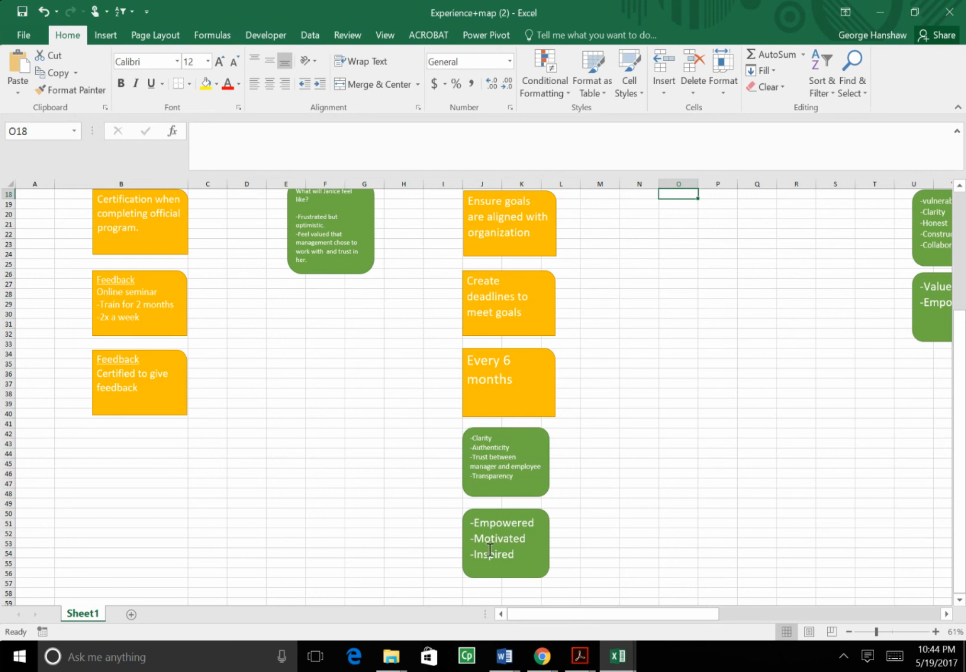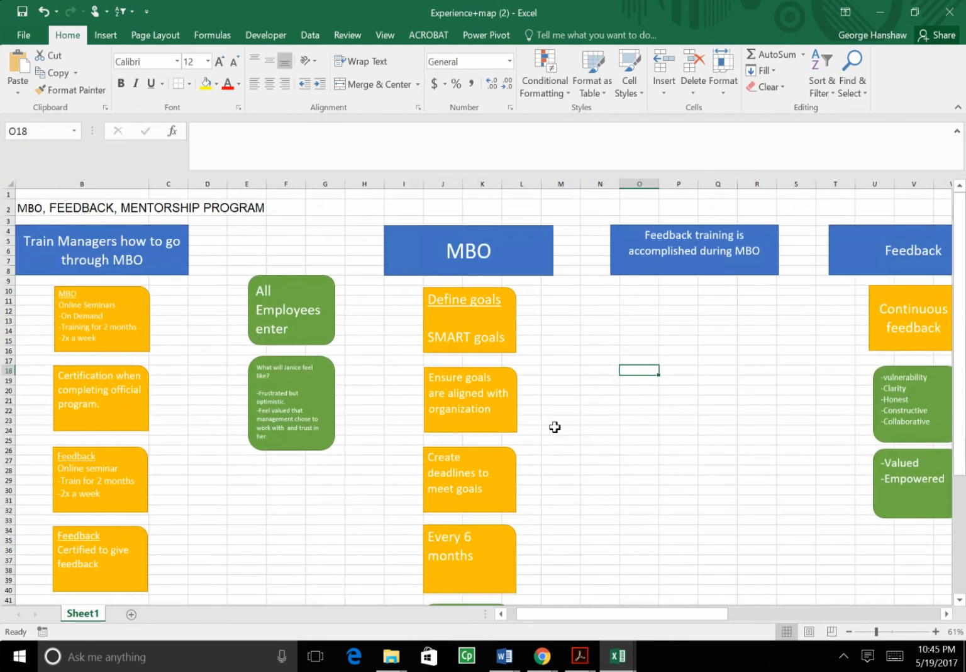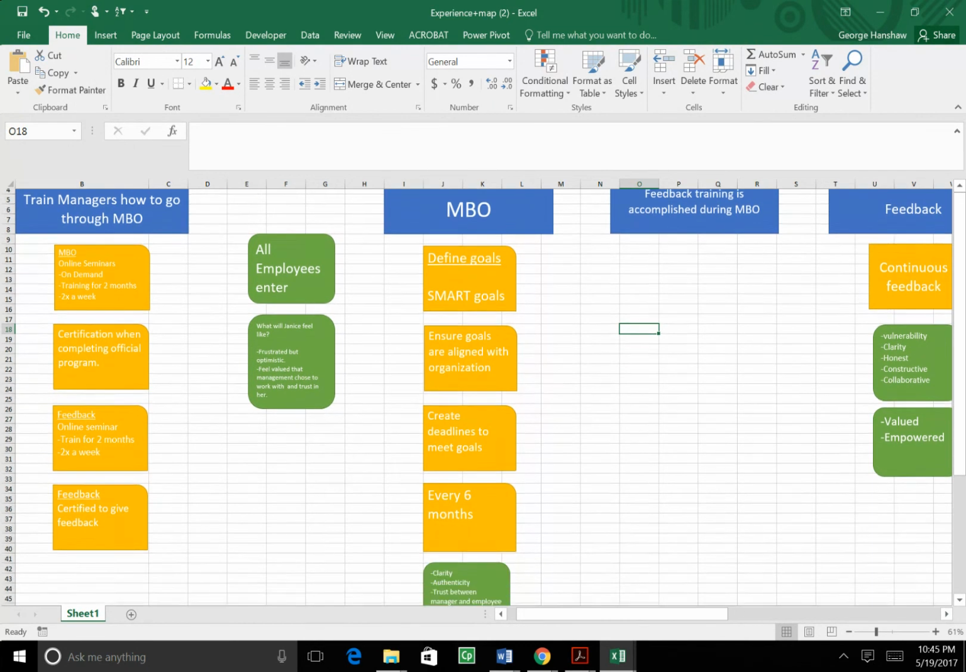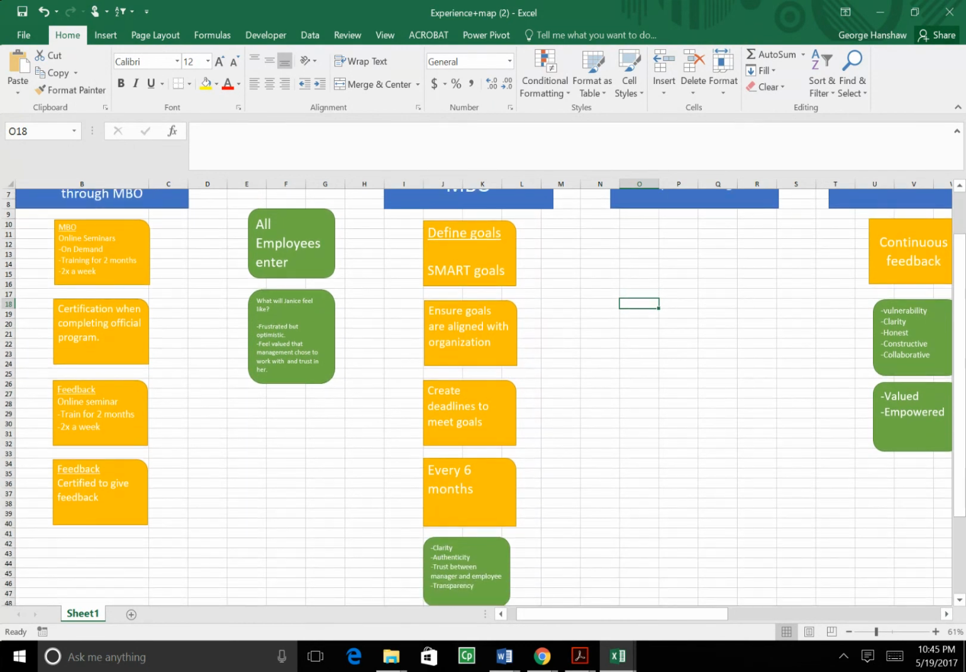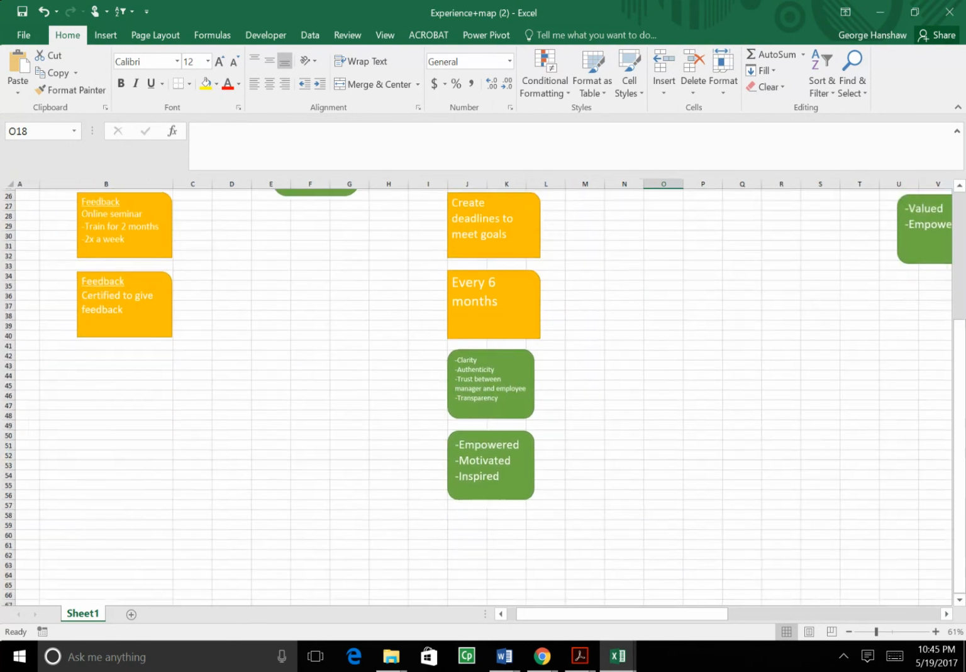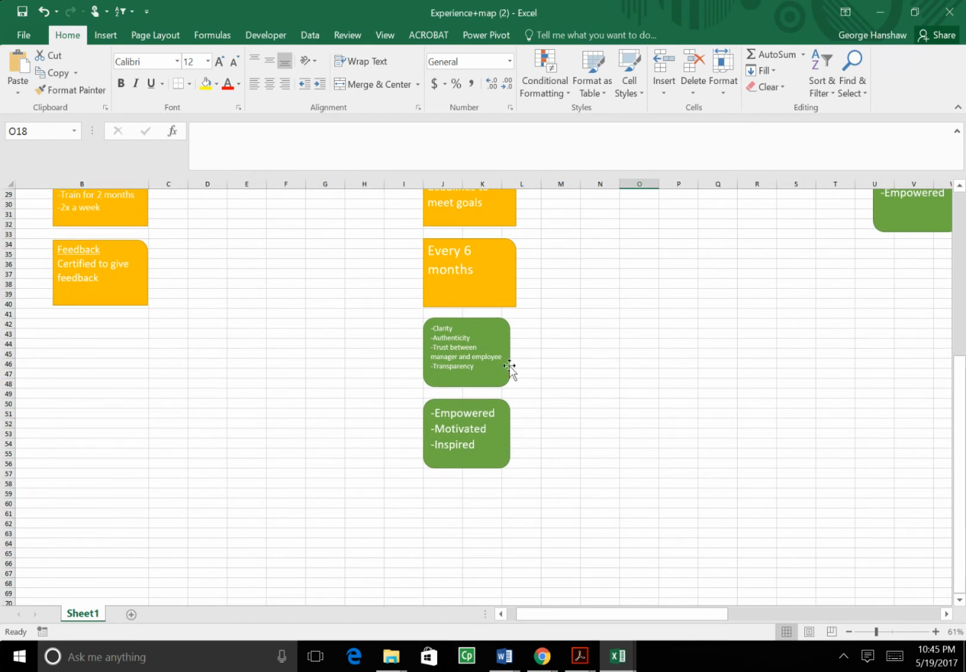Remember, we want outcomes. These are the outcomes we want. These are the traits that will get us there. So we have management by objectives. That is one of our solutions. Then we have the mechanisms, how we define goals, ensure the goals, create deadlines, and how often, every 6 months. But then we have traits here: clarity, authenticity, trust, and below that, those traits are going to get the customer feeling empowered, motivated, inspired. That's what we want.